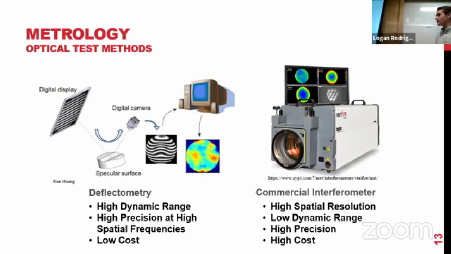They typically have lower dynamic range. What I mean by that is that an interferometer is a null test system. This simply means that we have to have a null optic, or something that's the shape that we want to compare to, in order to test something. And there's a limited range of how far away what you're testing can be from that null optic for it to be testable. I'll show examples later on of what that looks like and what impact that has.